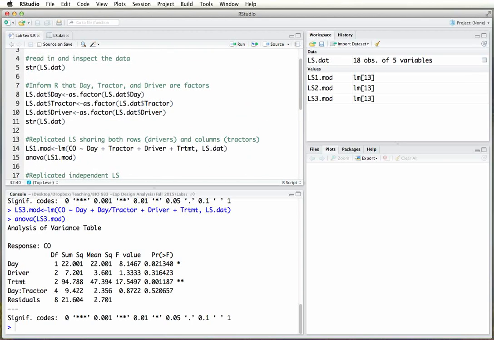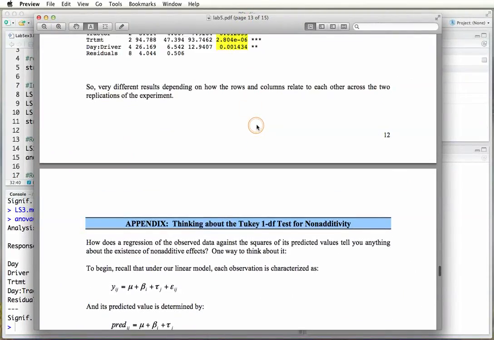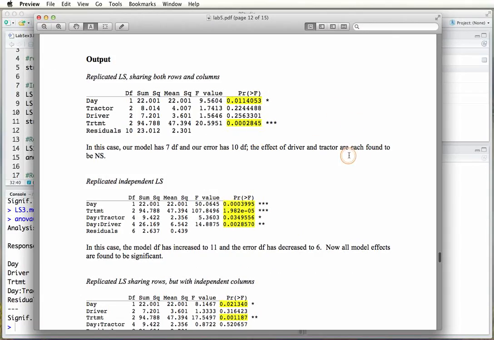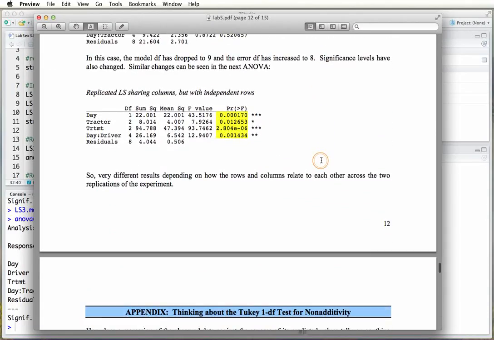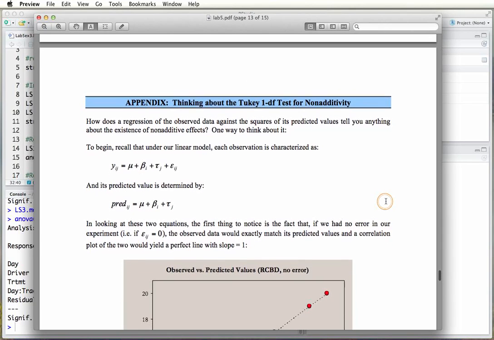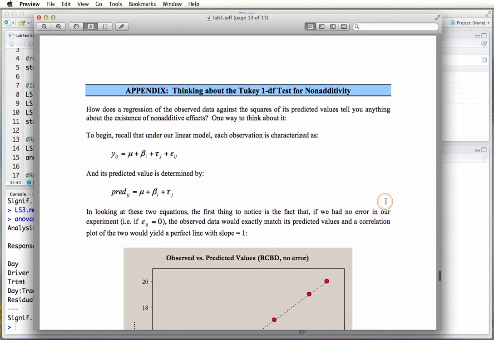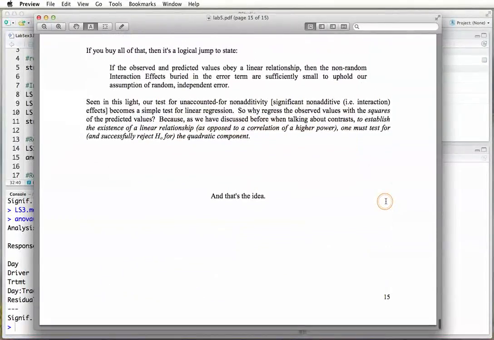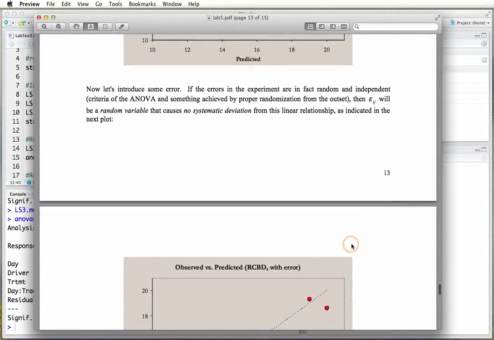And make sure there's no other things to discuss there. I would say, as with all of these, please look in detail at the lab handout. I've highlighted some things in the ANOVA tables to draw your attention to stuff. And also at the end of the lab, like I had in the lecture notes, I have this same sort of explanation about one way to think about the Tukey 1 degree of freedom test for non-additivity. So look at all that, and I think that's it for Lab 5.